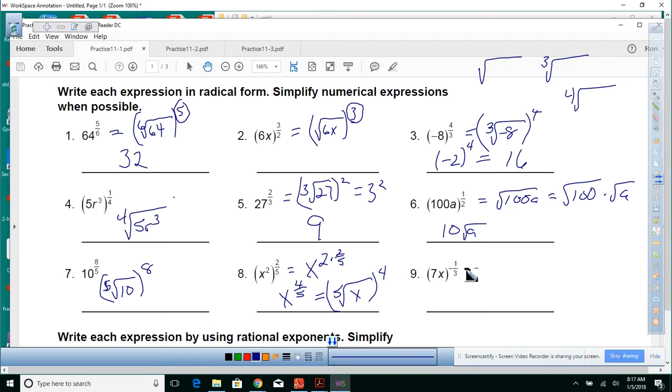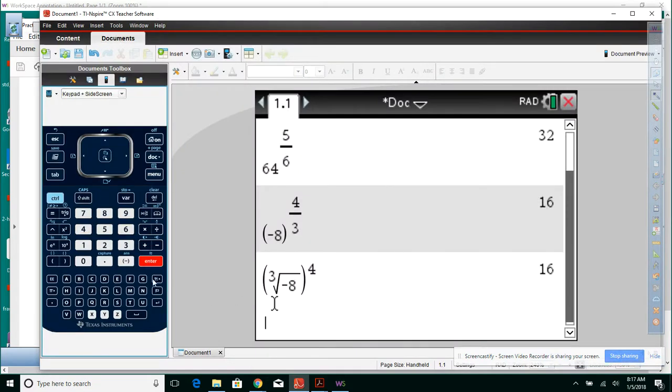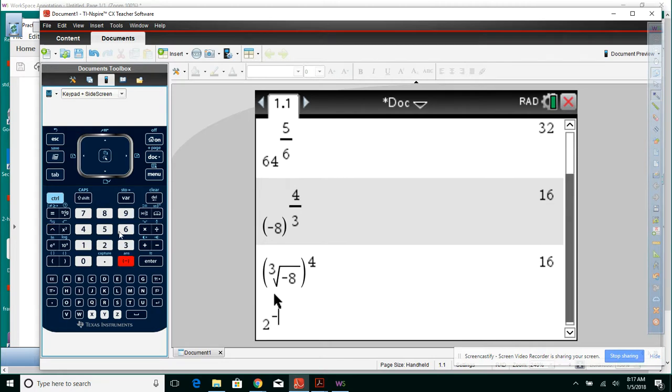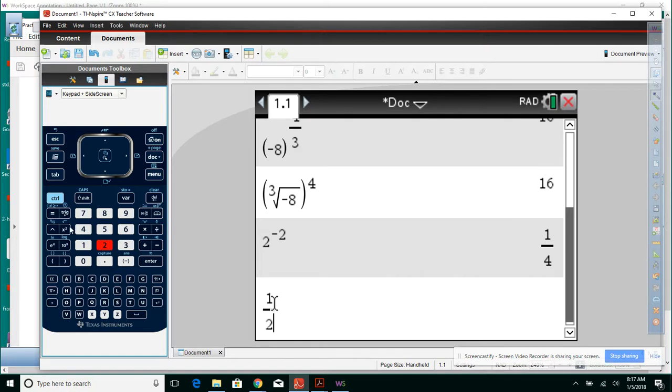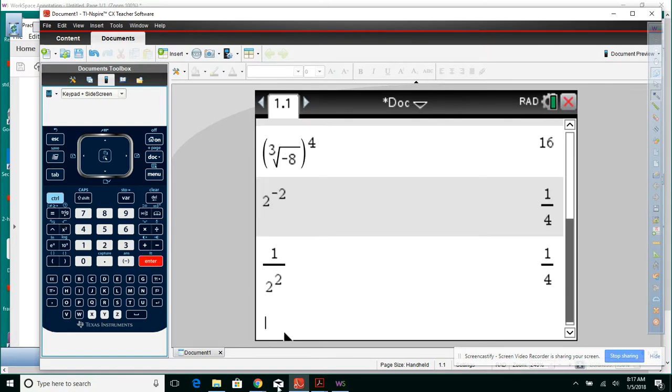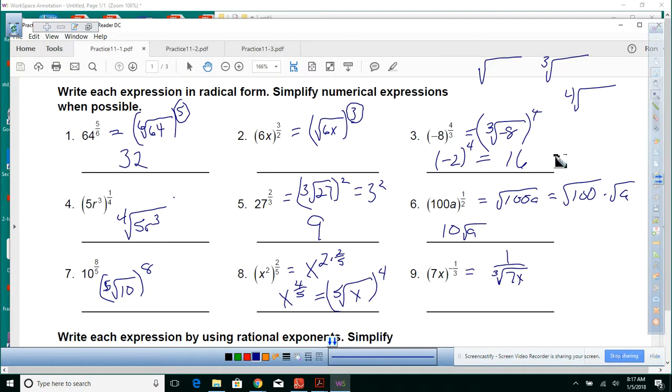And let's try this one here. Now it's got a negative in it. What happens when it's a negative? You put a 1 over it, and you got the cube root of 7x. Let me show you that in the calculator. 2 caret negative 2. That's going to give you 1/4. And that would be the same as 1 control divide 2 squared. See what I'm talking about?